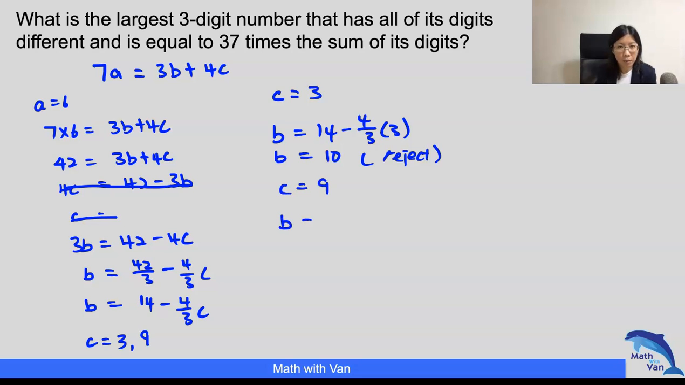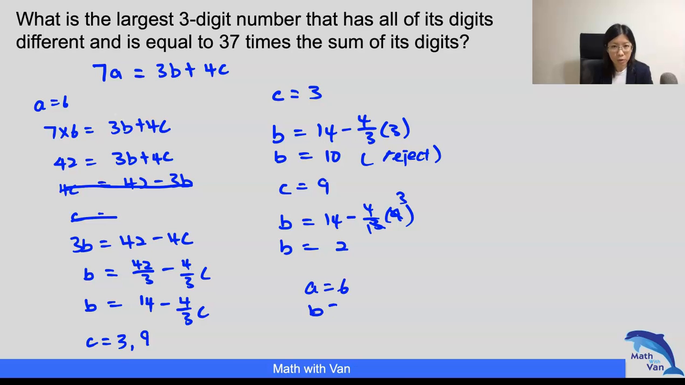Let's try C equals 9. So C equals 9, B will be 14 minus 4 over 3 times 9. So I have 2. So that is valid, or this equation holds true. So we have A equals 6, B equals 2, and C equals 3. Oh, sorry, C equals 9 in this case. This is acceptable. So the answer is 6, 2, 9.